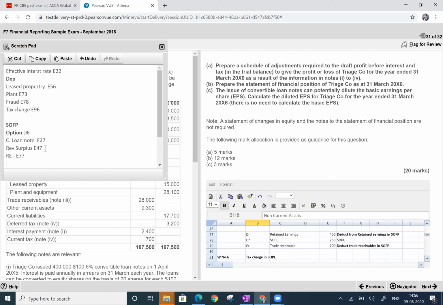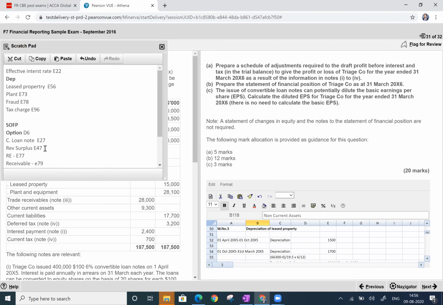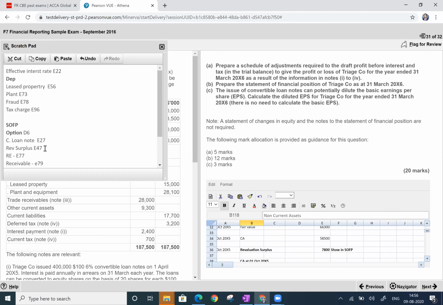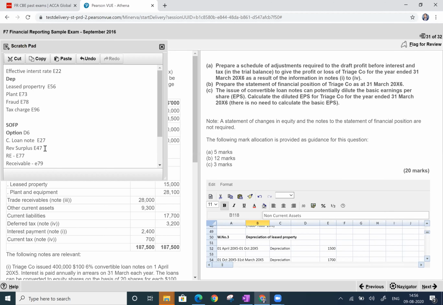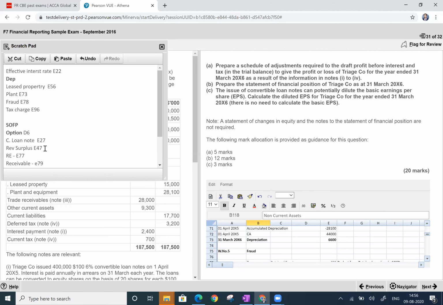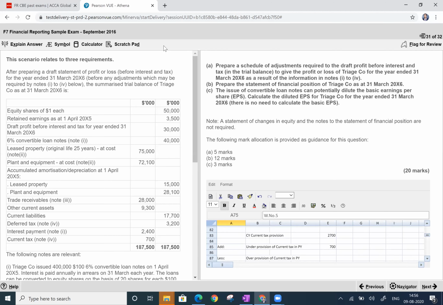Trade receivable. You can simply write receivable minus E79. Okay. Now there are two more items. Okay, fine. So that's it. Now what we are going to do is that depreciation is E73, right? Okay, E73.